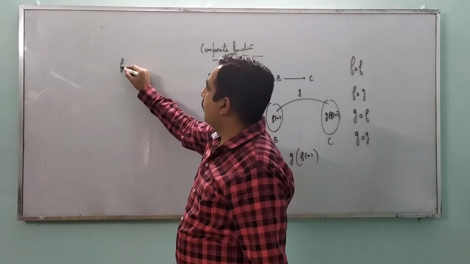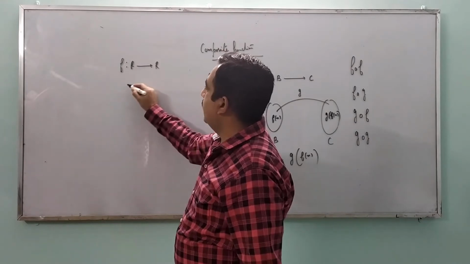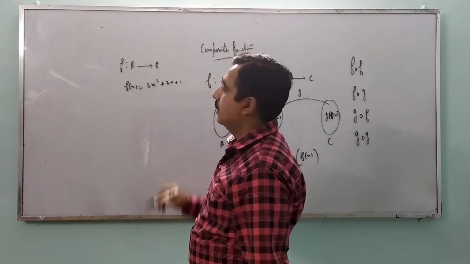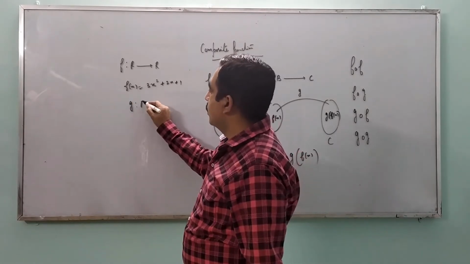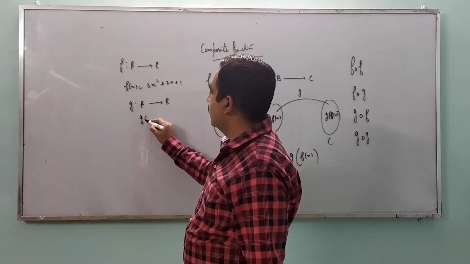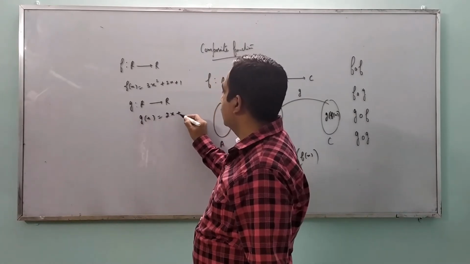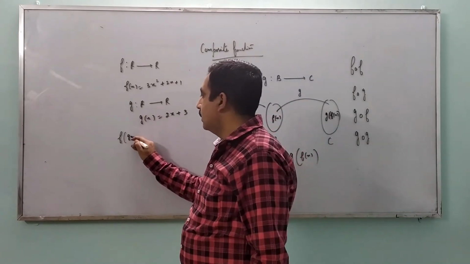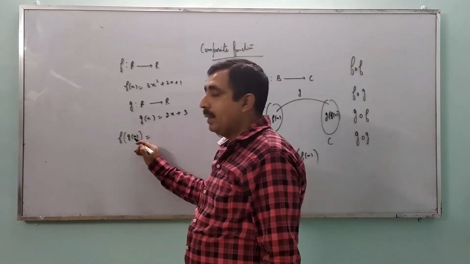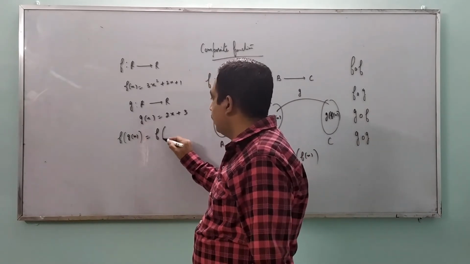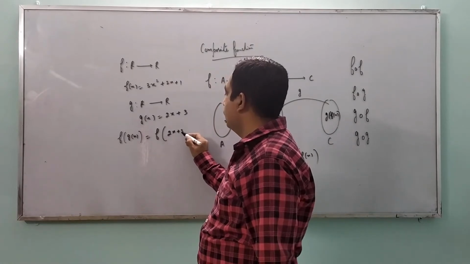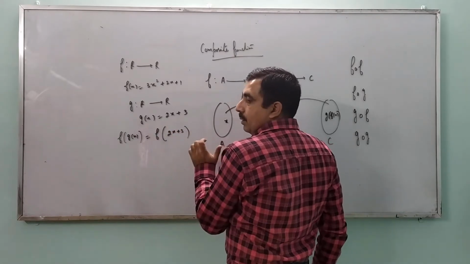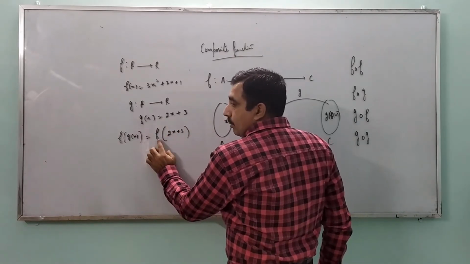Suppose f is a function from R to R and let f(x) equal 3x squared plus 2x plus 1. G is a function from R to R and let g(x) be 2x plus 3. Now if I need f of g(x), meaning f operated on g(x), then firstly write the value of g(x), 2x plus 3. Now this 2x plus 3 will become the domain for f. It will become x for f.